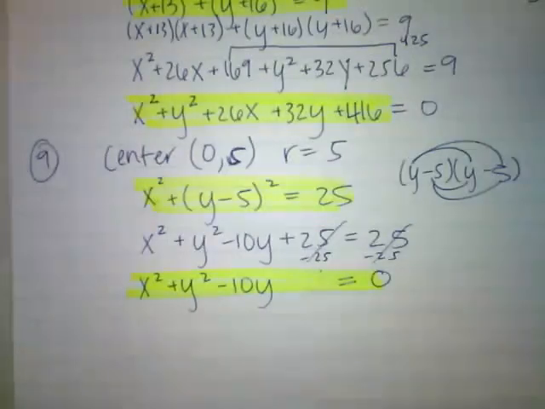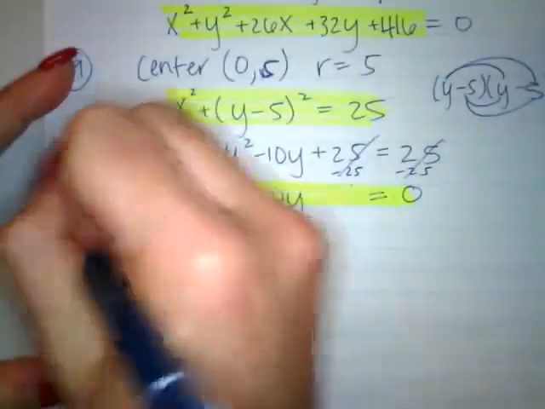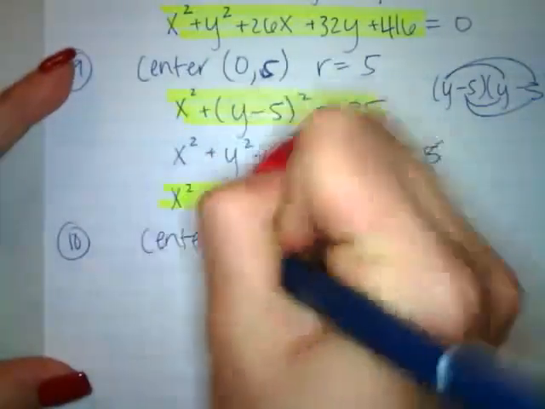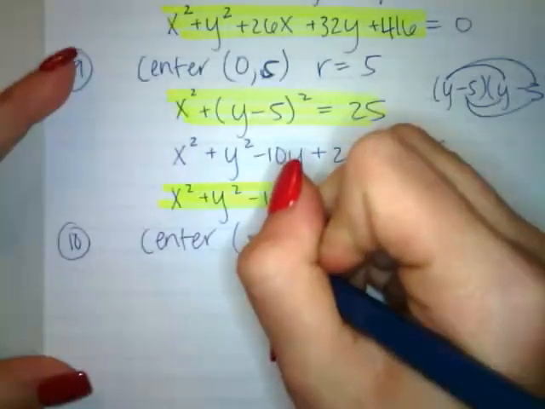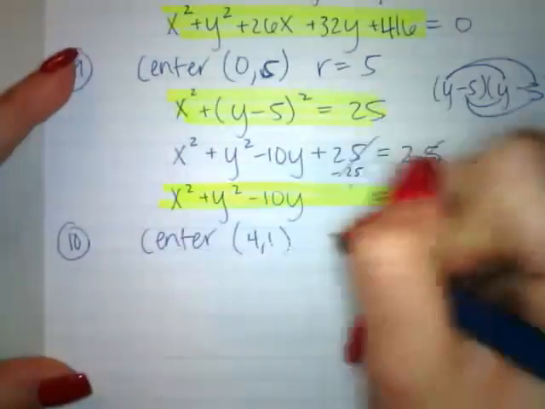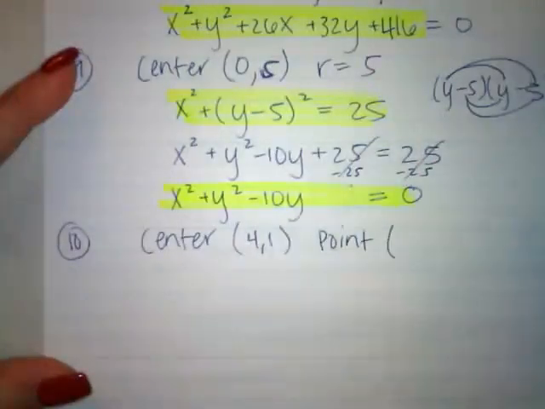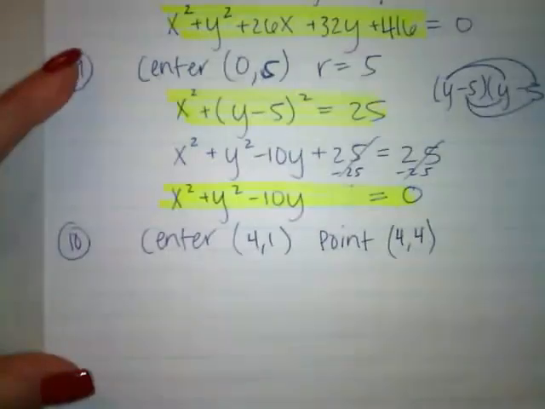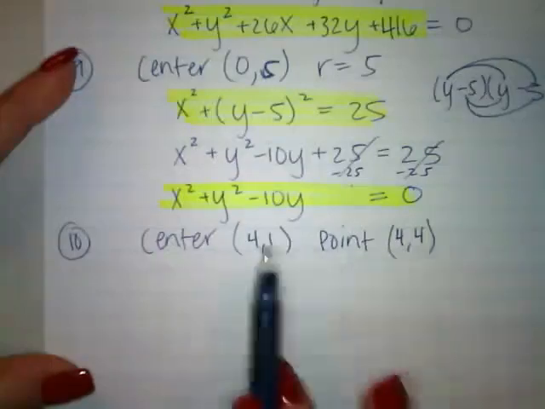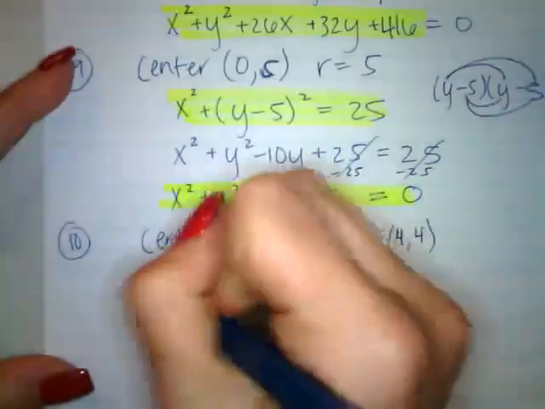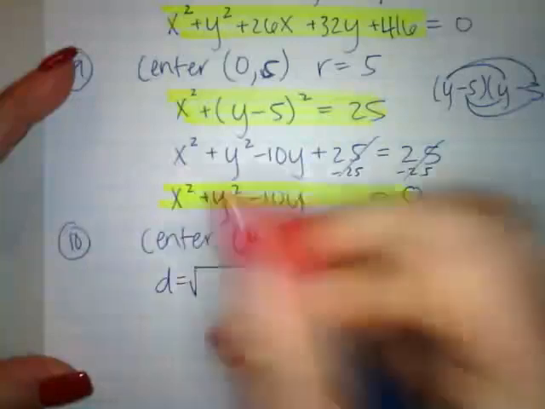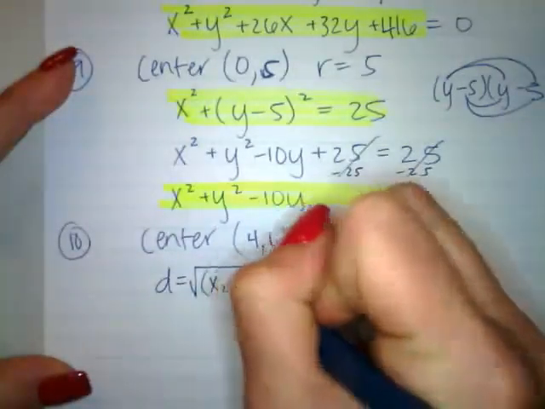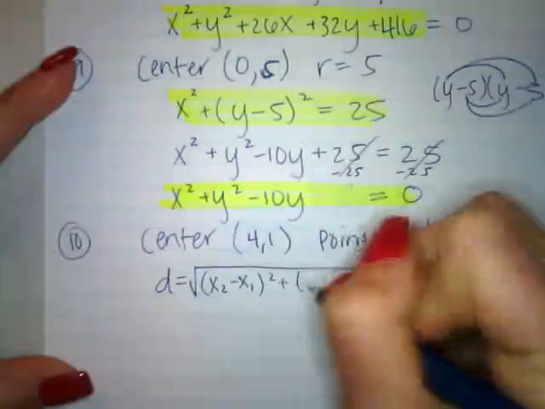And question 10. It gives me the center and a point on the circle. Center is (4, 1). A point on the circle is (4, 4). Okay, in order to write both of these equations, I need to know the radius. Well, the radius is the distance from the center to any point on the circle. So let's go ahead and use the distance formula to find the radius.